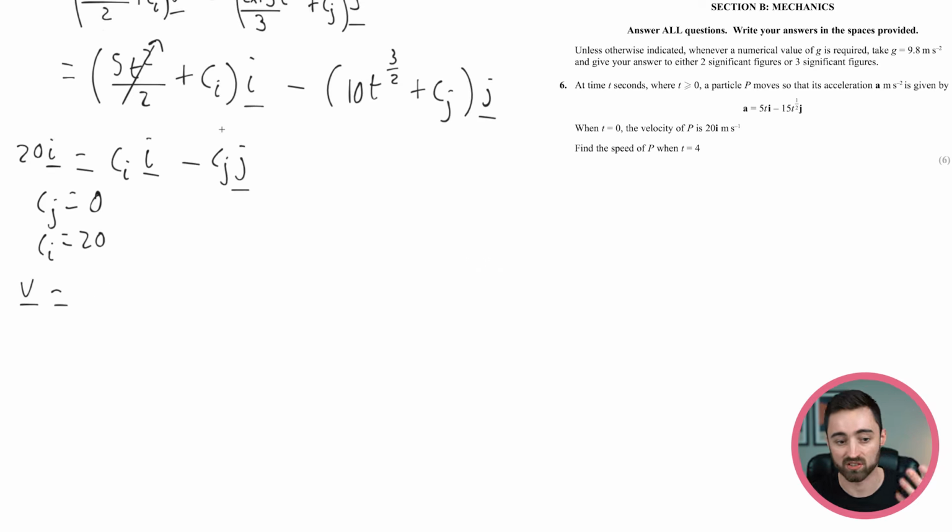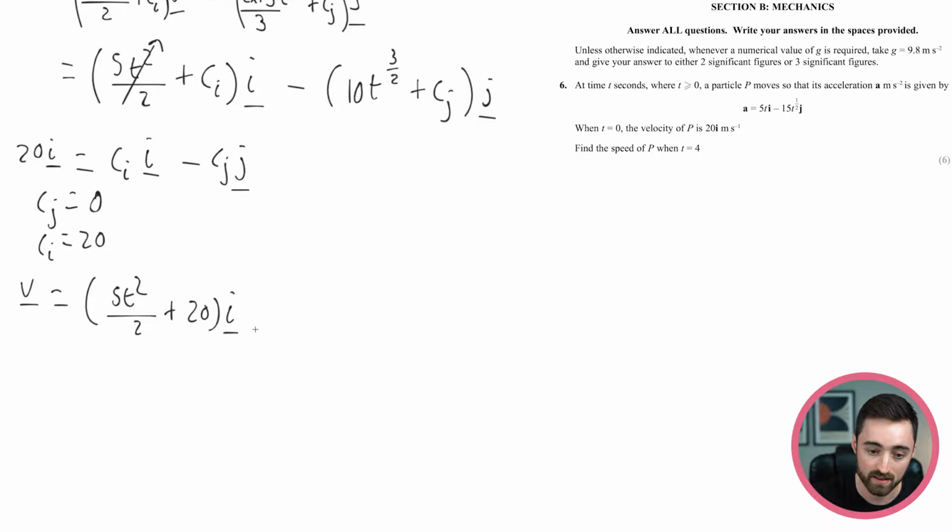Okay, so what we have is the velocity is equal to, and then just this that we have here, and just sub your constants in, so you've got it nicely there. So it's going to be what? It's going to be 5t squared over 2 plus 20 lots of i, and then minus, this has gone now, isn't it? So 10t to the 3 over 2 lots of j. Okay. What's the final question? It says, find the speed of p when t is 4.